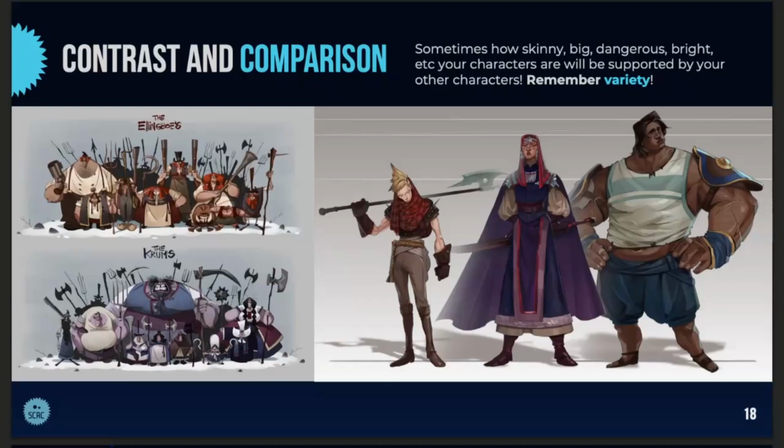Another thing is contrast and comparison. Sometimes when you're designing just a singular character, you think, this person is skinny, but why don't they feel skinny? It doesn't feel skinny until you put that very skinny character beside a character that's really, really big. Then you're like, oh, they're skinny. This is really important to remember, because when you're designing a character, you think, I need to push it more. It's not clear enough.